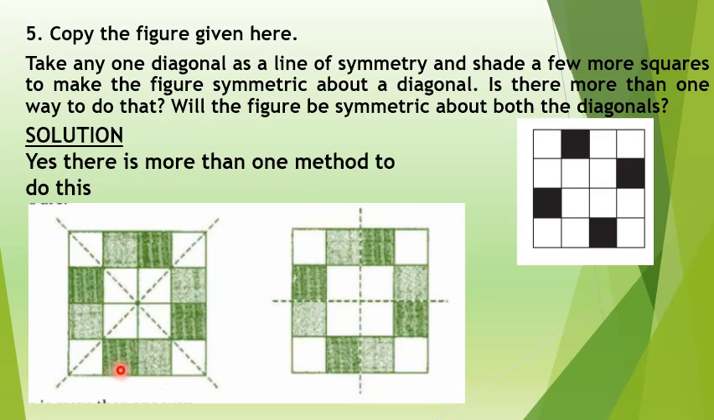Similarly, one more question: is there more than one method to do that? We have one more method. If we draw the line of symmetry this way, then also the given figure will be symmetric.